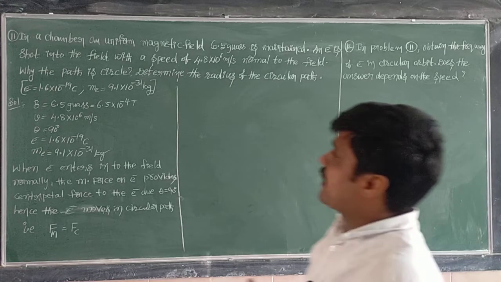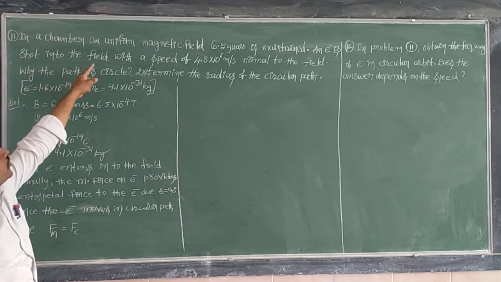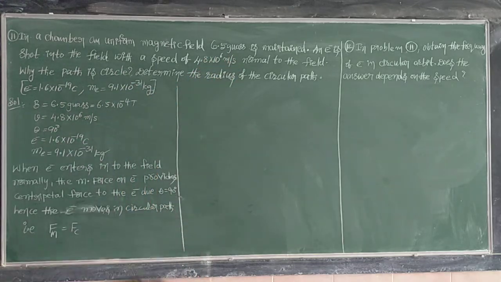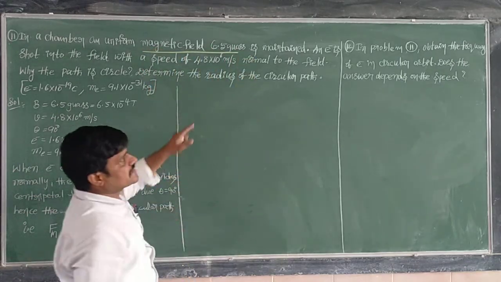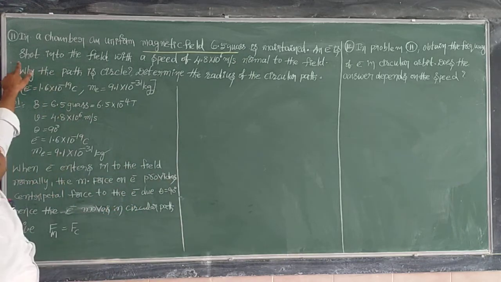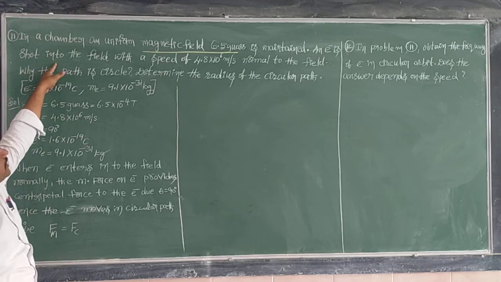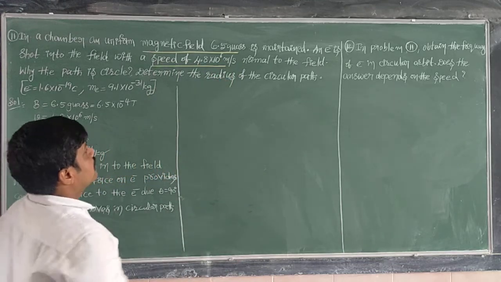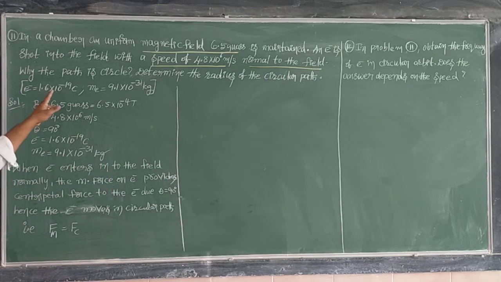Right, next the problem number 11. In a chamber, a uniform magnetic field of 6.5 Gauss is maintained. An electron is shot into the field with a speed of 4.8 into 10 power 6 meter per second, normal to the field. Why is the path a circle? That is the first question.